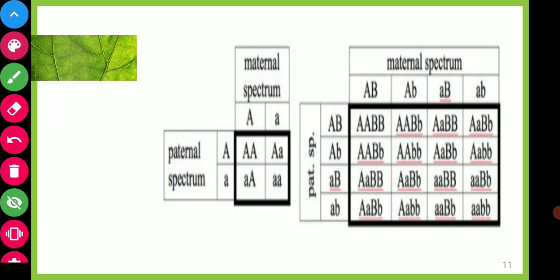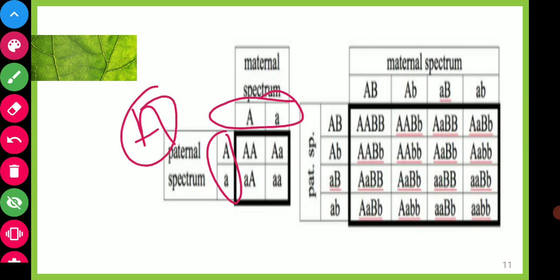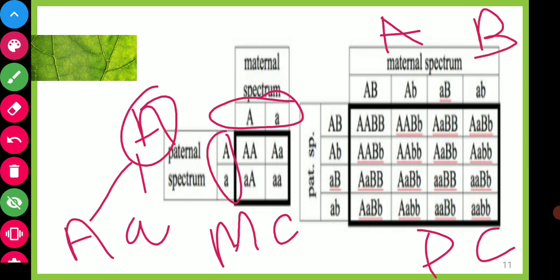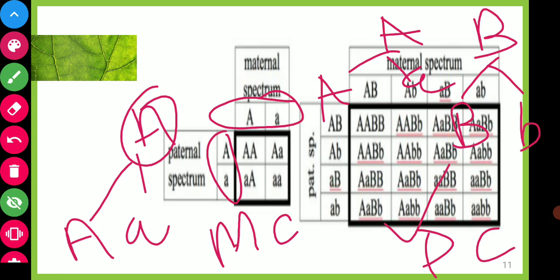So this is the monohybrid cross. Here you can see only one gene is under consideration, that is the A gene. The A gene has two alleles, capital A and small a. Similarly, this is the dihybrid cross. Here two genes are under consideration, A and B. A has two alleles, capital A and small a. B has two alleles, capital B and small b. So this is the dihybrid cross, and this is the monohybrid cross.